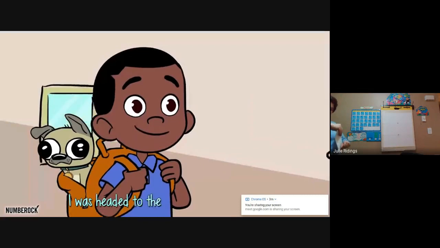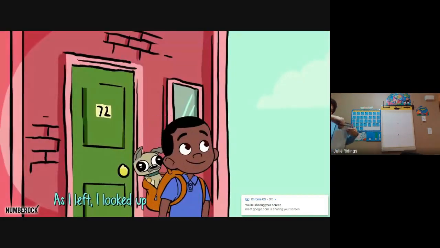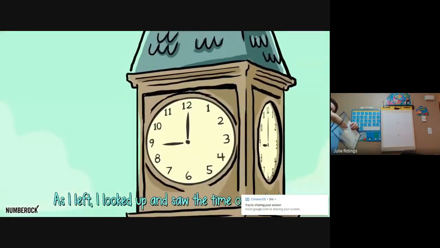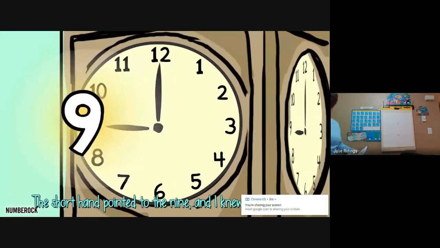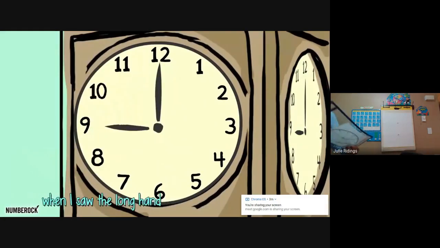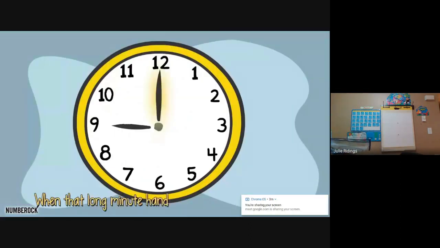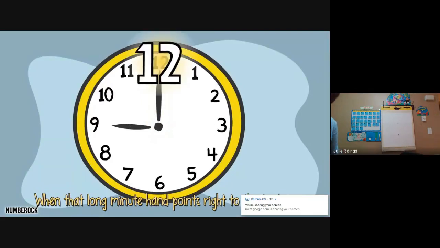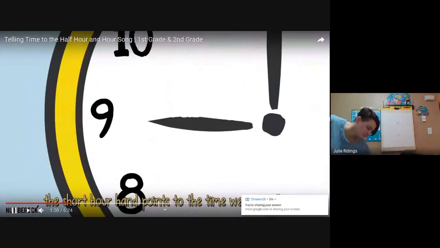I was headed to the park, I decided to walk. As I left, I looked up and saw the time on the clock. The short hand pointed to the 9, and I knew it was 9 when I saw the long hand made an upward vertical line. When that long minute hand points right to the 12, the short hour hand points to the time we can tell.